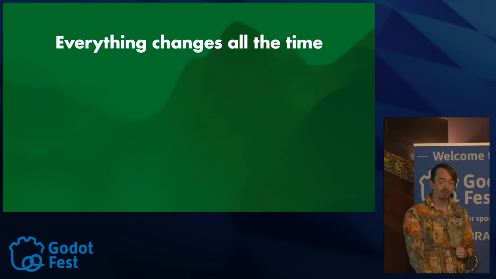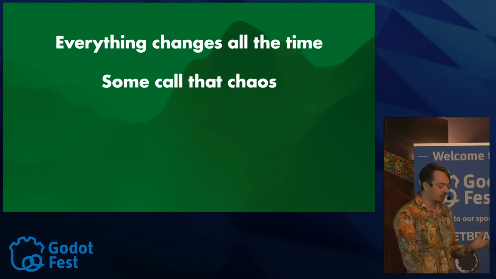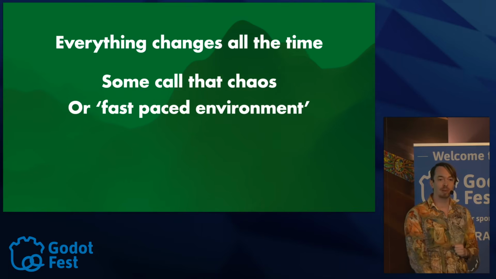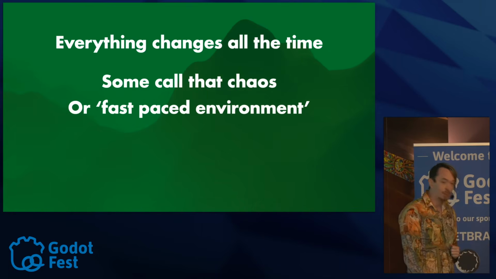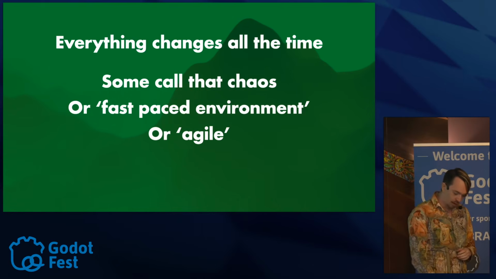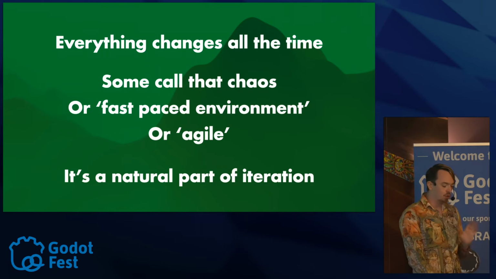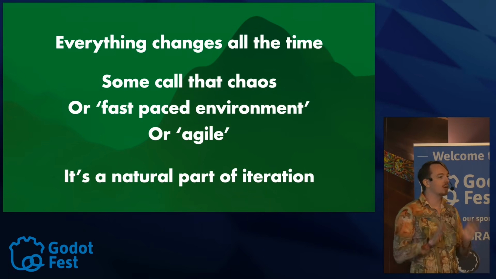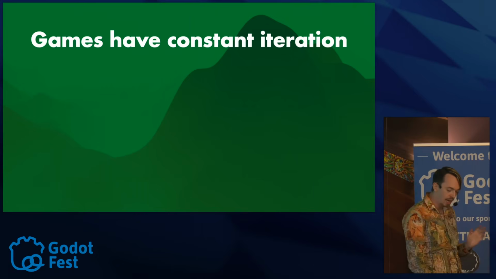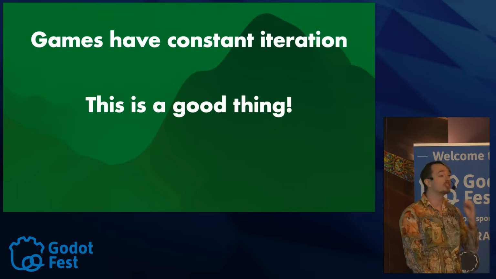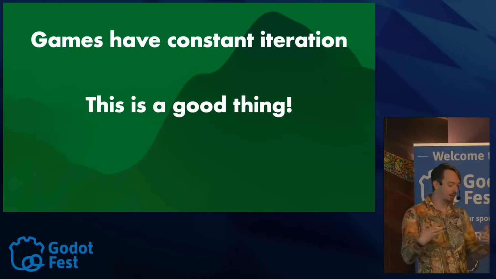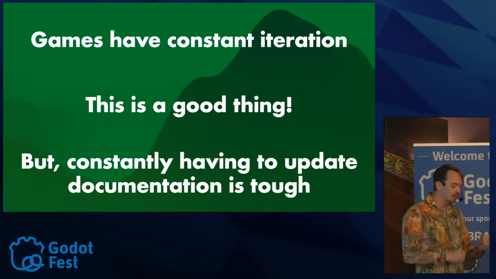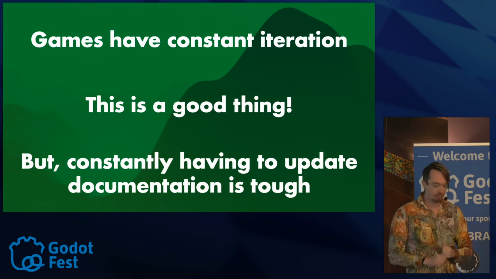Well, because everything changes all the time. Some call that chaos. Some call it a fast-paced environment. Other people call it agile. Whatever you want to call it, it's a natural part of iteration. This is just how game development works. It's okay. Games have constant iteration, and this is a good thing. This is great. We're constantly making our games better. But constantly having to update documentation is tough. It's not a great part of the experience.